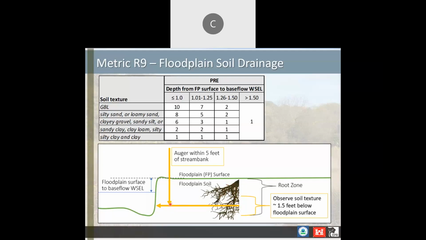If you have what is called a gravel basal layer, oh, and I just flopped. I don't have that definition in front of me. But the gravel basal layer is what it sounds like.